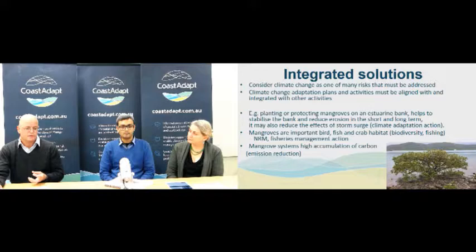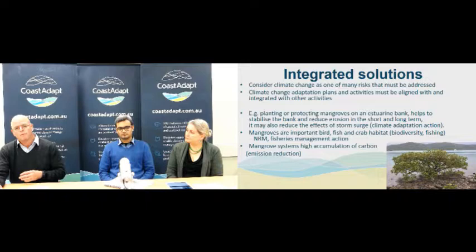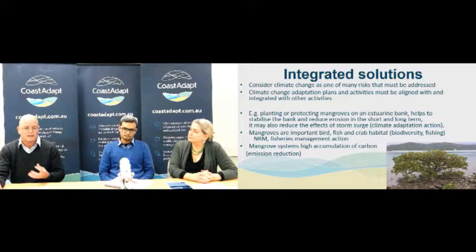So an example is, if you have storm surge challenges, you might plant mangroves, because there's some really good information showing that mangroves can dampen storm surge and really get some benefits that are natural as well, without having to build a wall or do some things that are engineering intensive. Mangroves are important bird habitat, fish habitat, crab habitat, so they're important for biodiversity, and they're also important for fish. So there might be an NRM plan or a fisheries management action that's developed from doing this particular adaptation option. And the other thing is that more and more science is showing us that mangrove systems are very good at accumulating carbon and supporting that accumulation of carbon. So there's an emission reduction benefit. So you can see that with one particular set of actions, you can get a lot of outcomes, which is really important when you're starting to sell your ideas to people who want to put money into them.